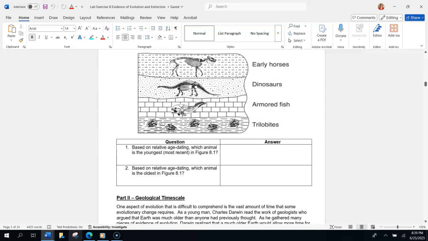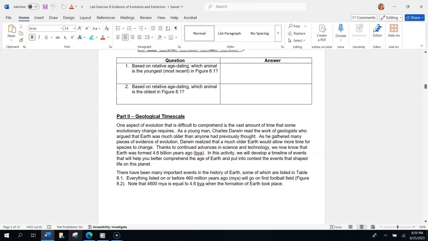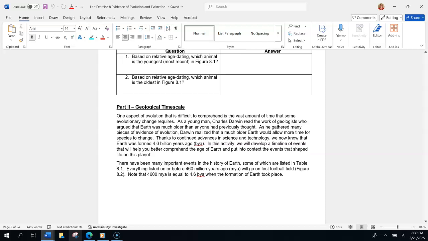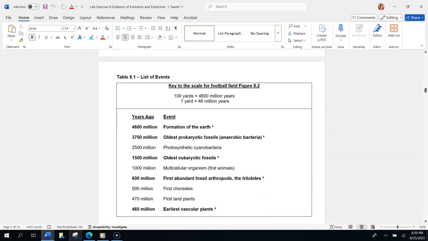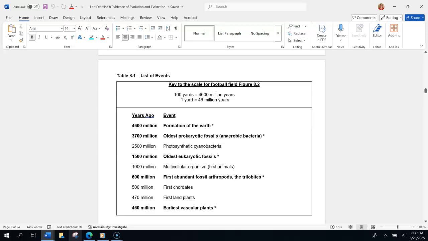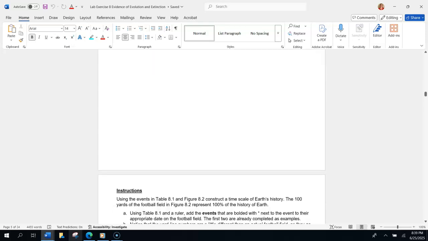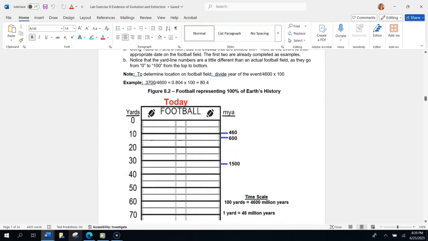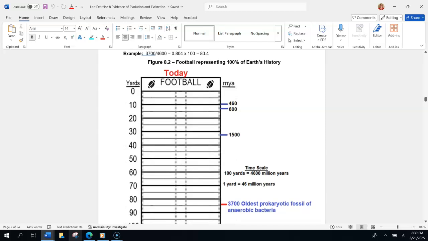Then you have a little figure and a question or two, and then we get to the geological time scale. The geological time scale is going to tell us when things occurred on Earth. So your first activity is to look at some major events, such as the formation of Earth, the first or oldest prokaryotes, etc. Each of the ones that is bolded and has an asterisk is going to be used to create, which I've already done for you, a football field that is going to give us kind of a timeline of what occurred. So I've already done this one for you as an example.